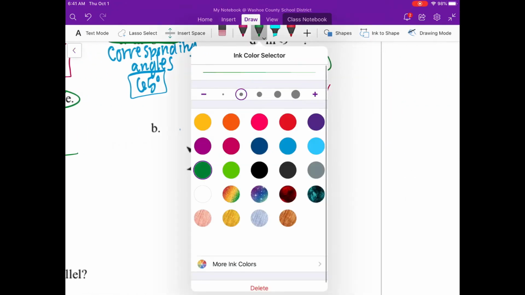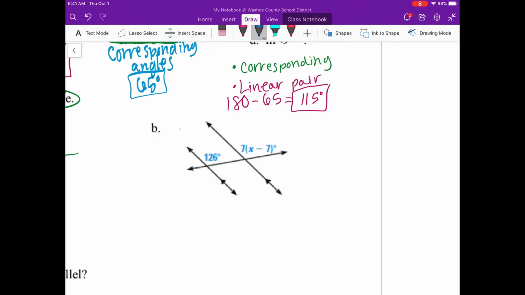Looking at problem B, I have 126 here and this equation here. They are both above the transversal and to the right of the parallel line, so these are corresponding, meaning they are in the same position and they have the same measurement. So I'm going to be able to set this equation equal. Because both of them are congruent, I can set the angles equal to each other.